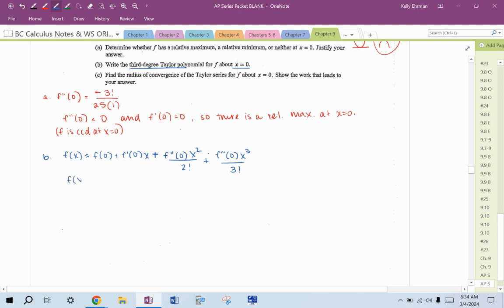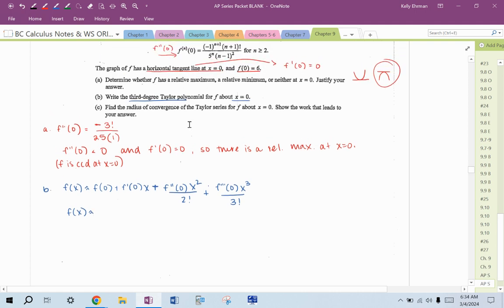And now we just have to sub in the numbers. So they gave us f of 0 at the beginning of the problem. F of 0 is 6. F prime of 0 is 0 because f has a horizontal tangent. Now you don't have to simplify these. I like to write it all out before I consider simplifying it anyway. So here we are. So plus 0x, that way I don't mess up my exponents. We already found the second derivative, right here. The second derivative formula is, so this is negative 3 factorial over 25. I'm just going to leave it like that.